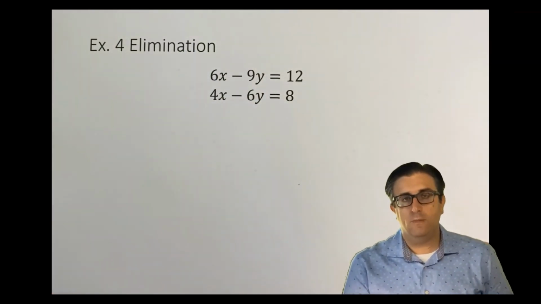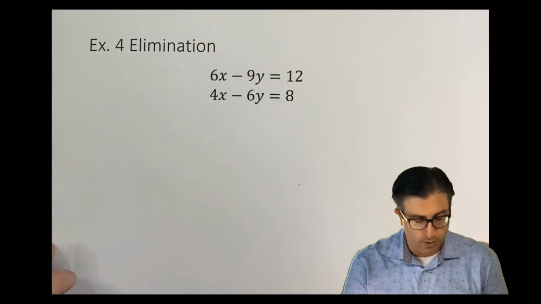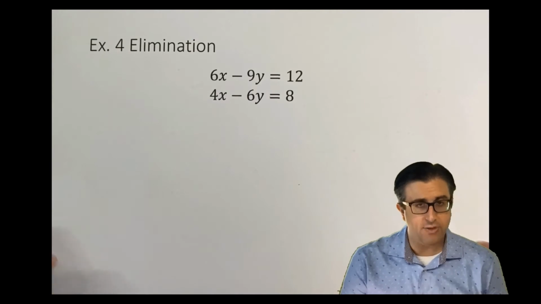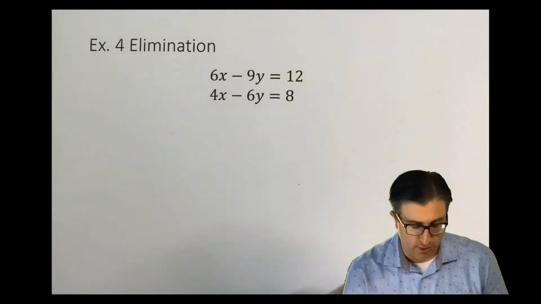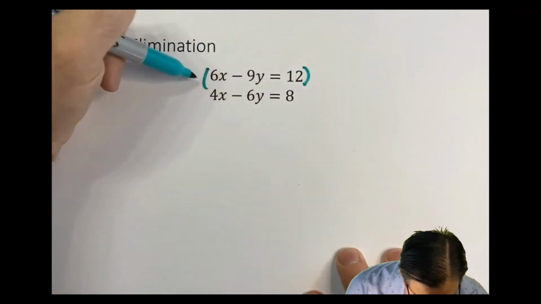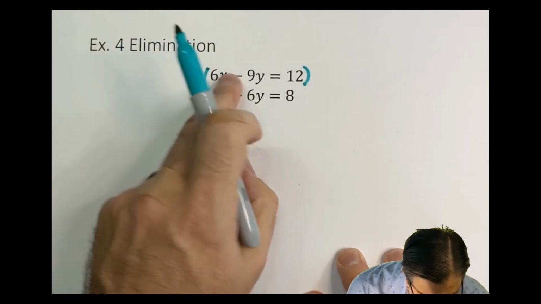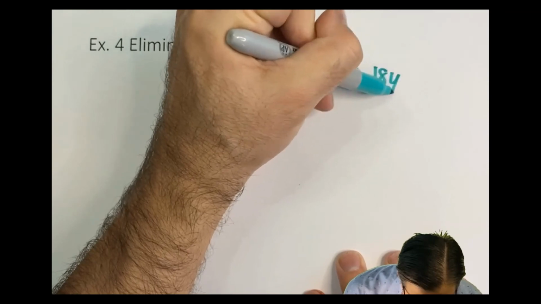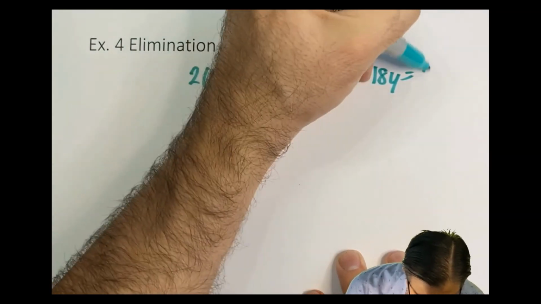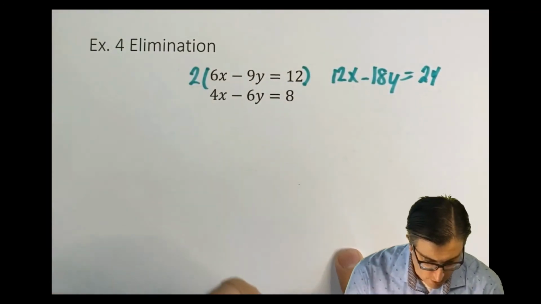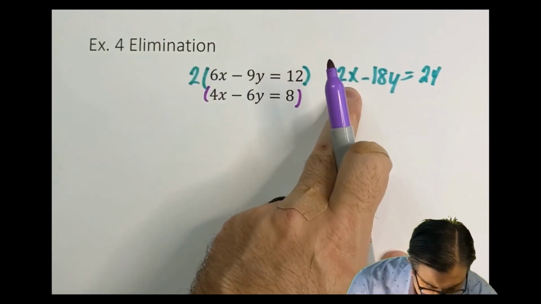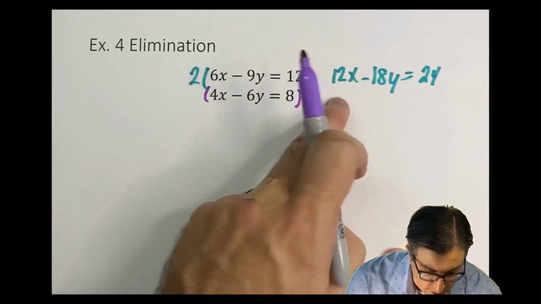6 and 4, what's the least common multiple of 6 and 4? Now you could say 24, not wrong if you do 24s for both of them, but the lowest common multiple will be 12. So I'm going to multiply this top equation by 2 to get 12. 12x minus 18y, and 2 times 12 is 24. Well, now I multiply this bottom equation by something to give me the opposite of 12, which I want to be negative 12.